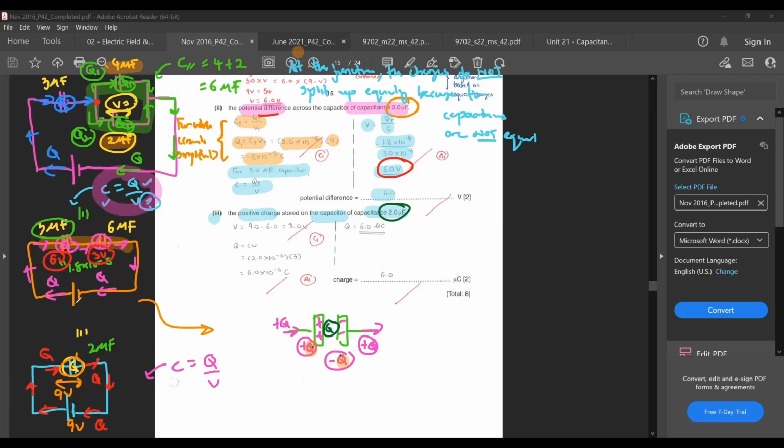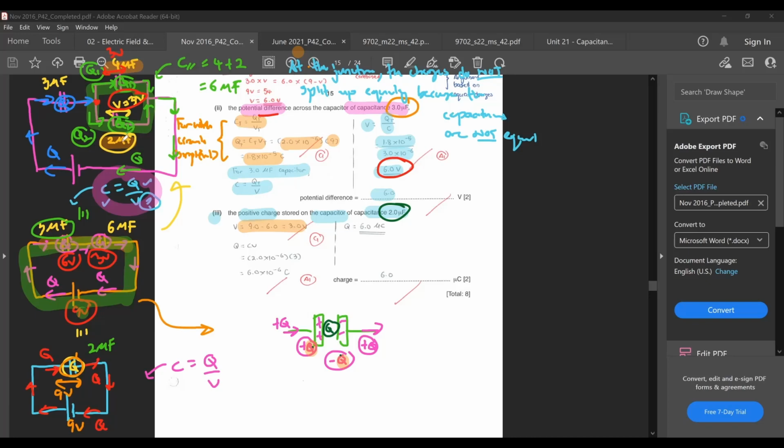So this one must therefore be 3 volts, because your voltage supply is 9 volts. If you apply Kirchhoff's second law, sum of EMF equals sum of PD, your PDs must add up to equal your EMF. So if here it's 6 volts, this one must be 3 volts. This one here was supposed to be your parallel connection. If you split it back out to your parallel connection, it's going to be 3 volts each. Here will be 3 volts, here will also be 3 volts. So you've now found the PD across your 2 microfarad capacitor: 3 volts.